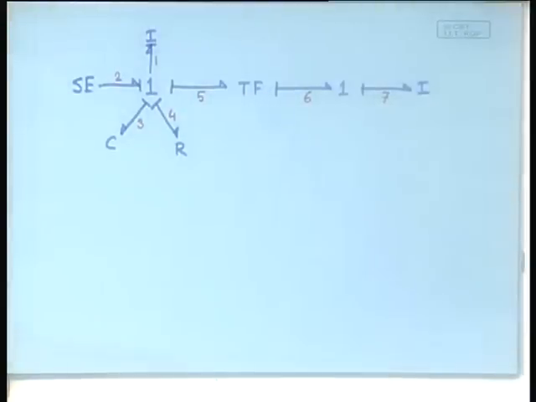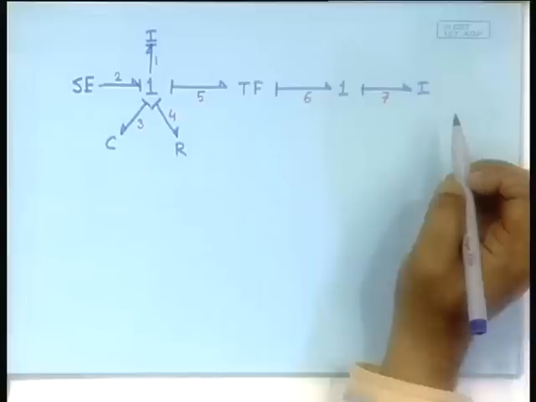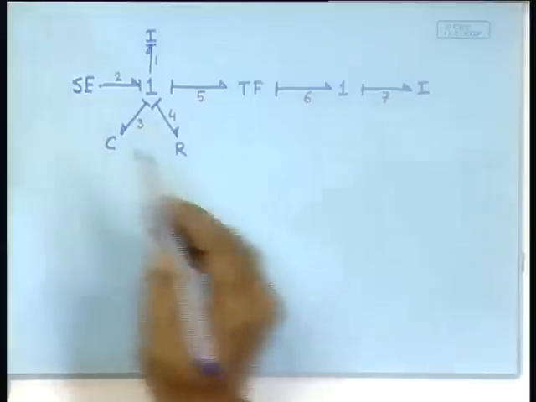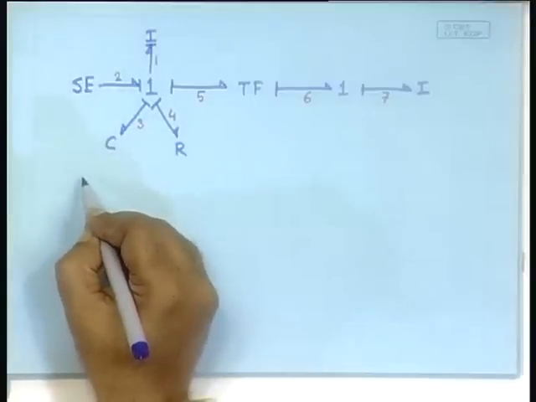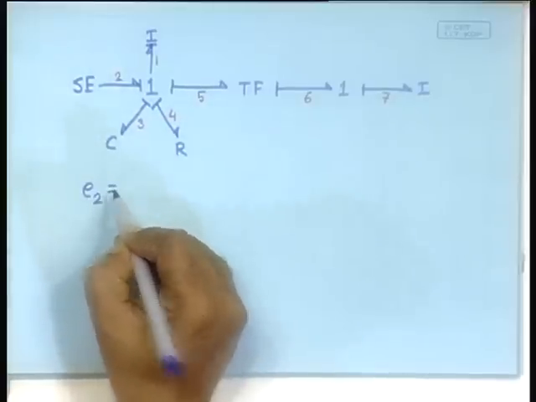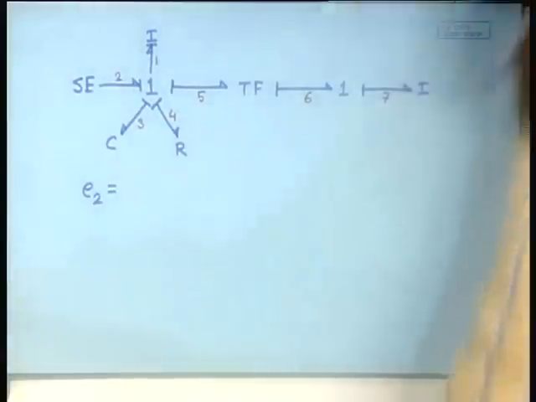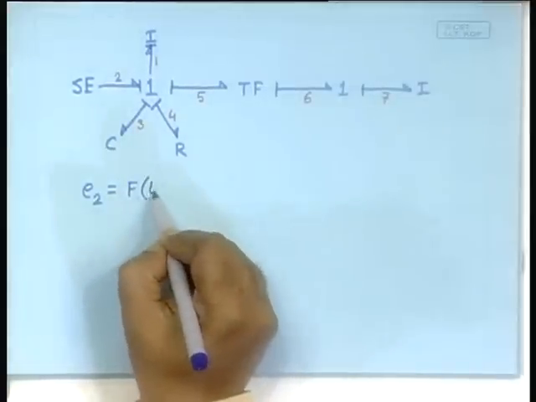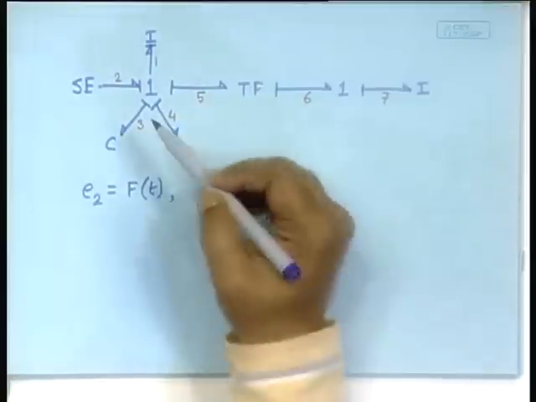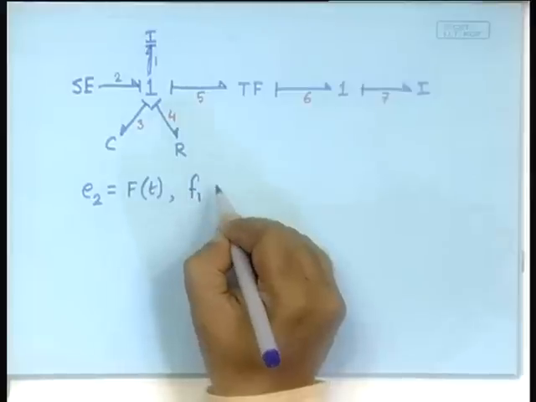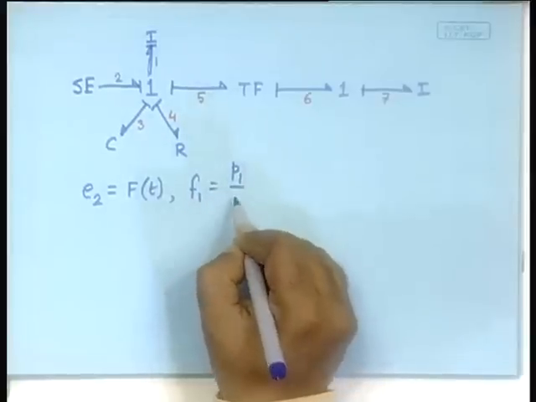First, let us ask the first question related to all the elements. So, first question, this is E2. It gives E2, which in this case is the force acting here. So, that is F of t. What does this element give? F1 is P1 by M1.